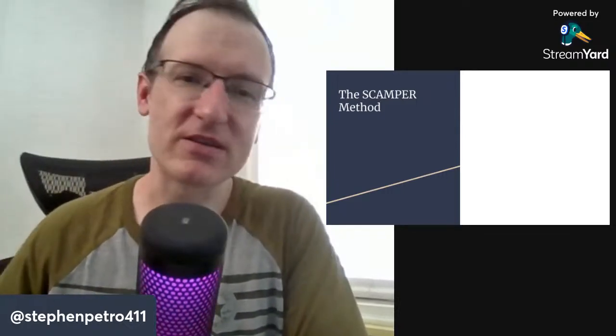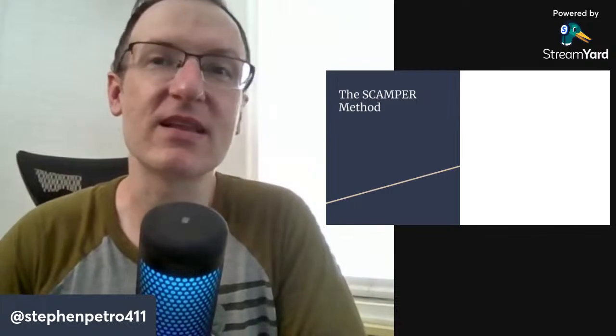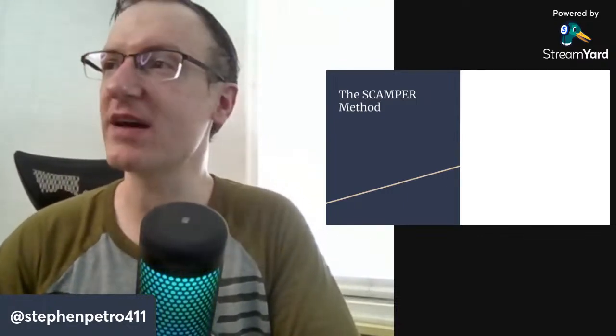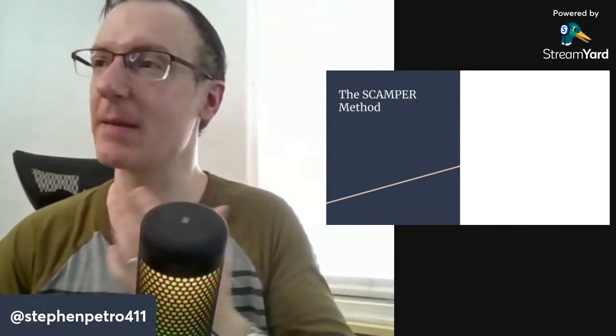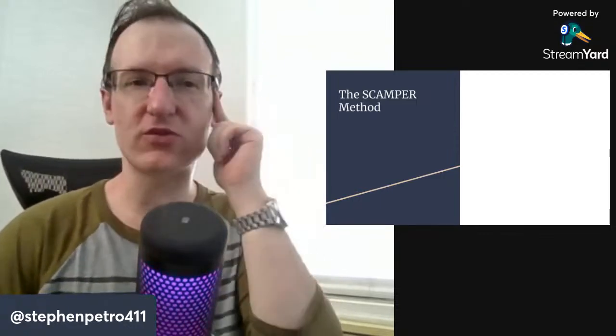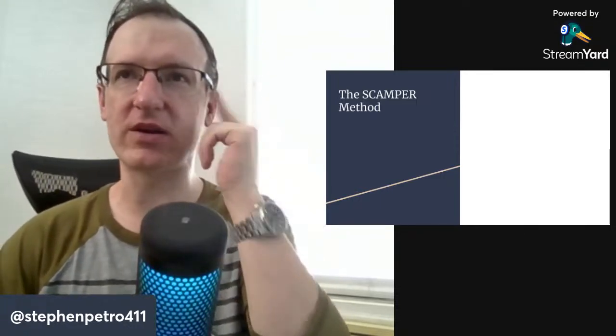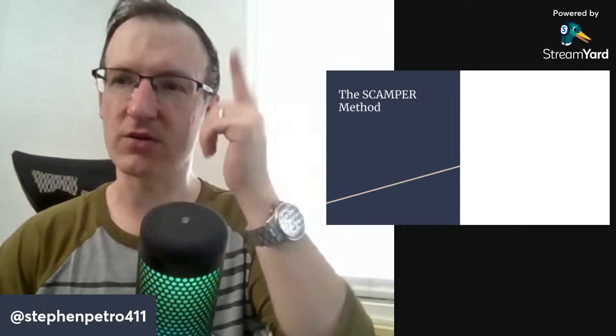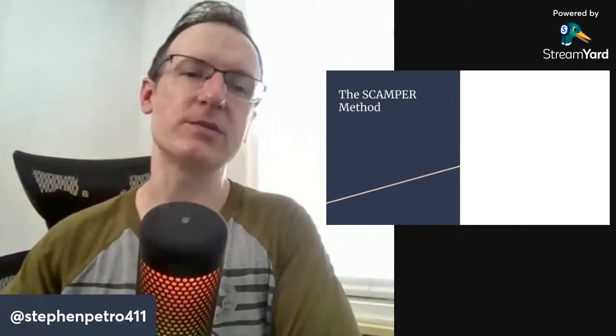KitKat used this method. McDonald's used this method. A lot of Fortune 500 companies use this method, the SCAMPER method. And I'm going to go through what this stands for, but it's easy to remember, right? So whenever you're running into a problem in the future, just think, oh, SCAMPER. Okay, what does each one stand for?